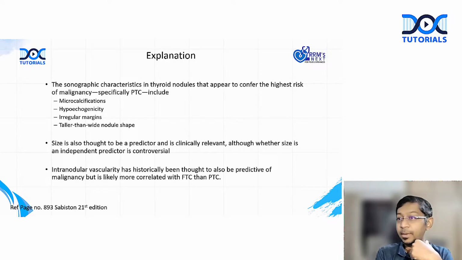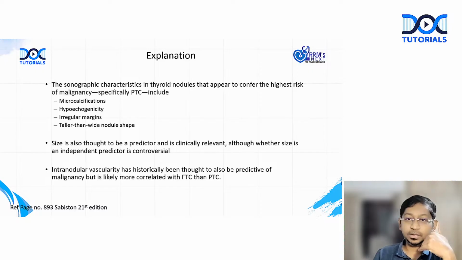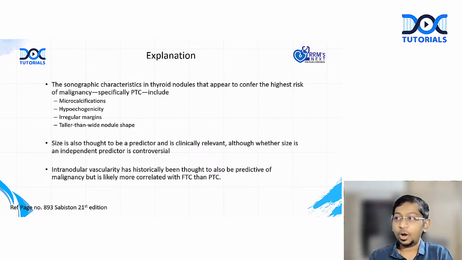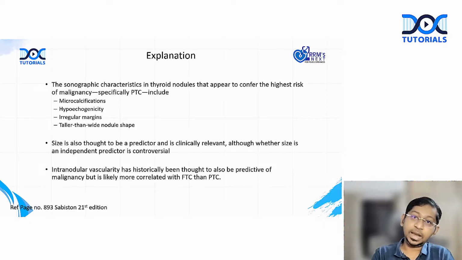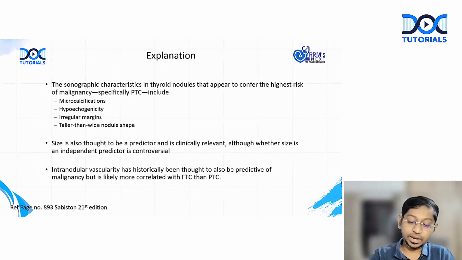PAX8-PPAR gamma, again, are more found in follicular adenoma and follicular carcinoma. BRAF and RET mutations, TRK1 mutations, all these are more commonly associated with papillary thyroid cancer. The terminal mutations are beta-catenin, TERT promoter, P53. All these are terminal mutations, so they are more commonly present only in poorly differentiated and undifferentiated thyroid cancer. It's a very important thing that we need to understand. Very important table from slides. Move on to the next question.